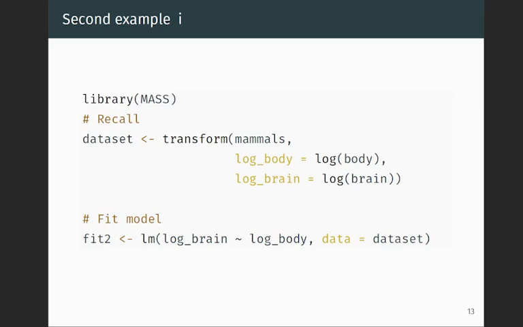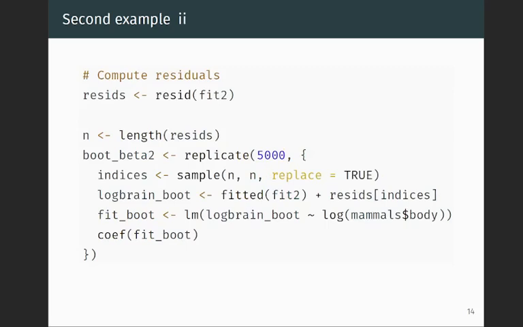Okay, so coming back to the code here, first I'm creating this data set where I transform those two variables, log body and log brain, and then I'm fitting the linear model, log brain tilde log body, comma data equals data set. Next, I need to compute the residuals using the function resid. And then I'm keeping track, as usual, of the sample size. So n is going to be the length of the residuals, which is the same as the number of rows in dataset. So finally, we can do Bootstrap.